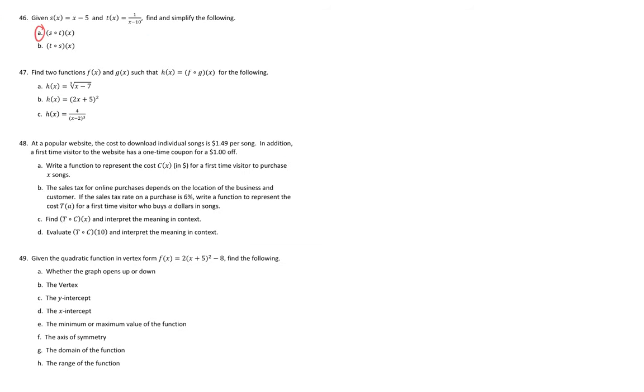Okay, so looking at 46 here, we're given s of x is equal to x minus 5, and t of x is equal to 1 over x minus 10. Find and simplify the following. So A wants us to do s of t of x.